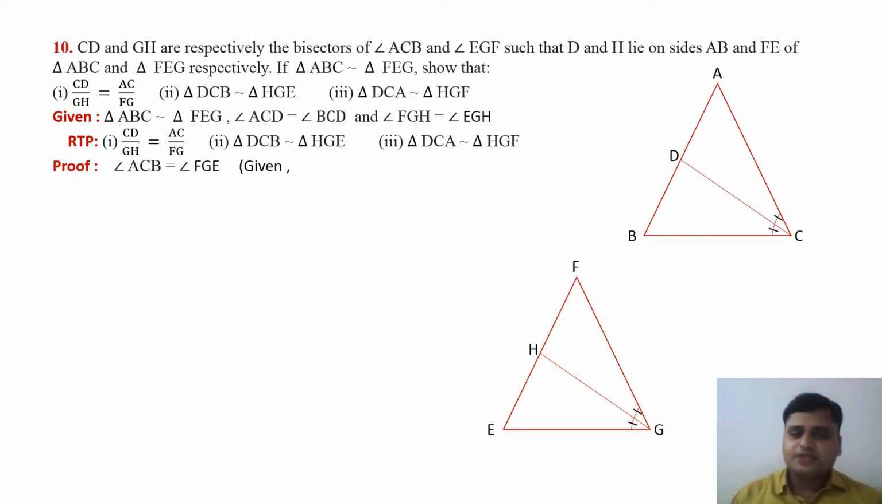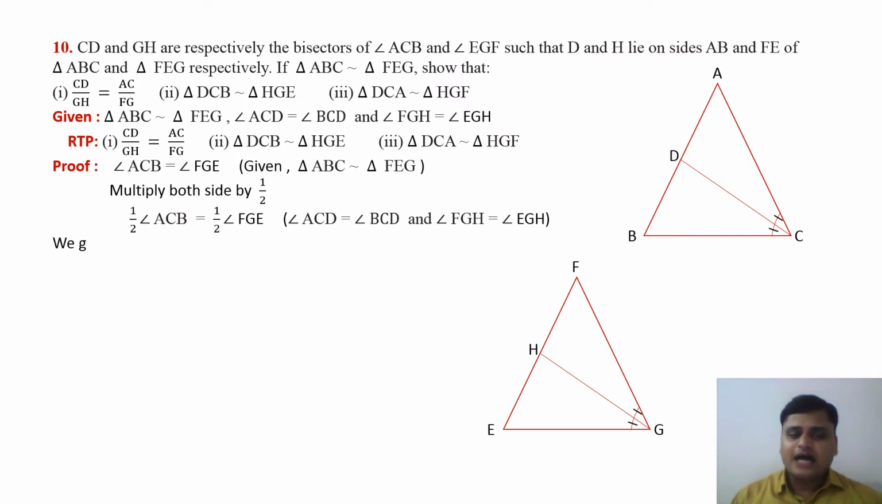So let's take the given part. Angle ACB is equal to angle FGE. This is given because triangle ABC is similar to triangle FEG. Now we will multiply both sides by half. Why will we multiply? Because CD and GH are the bisectors. That's why we will multiply both sides by half. So half of angle ACB is equal to half of angle FGE.